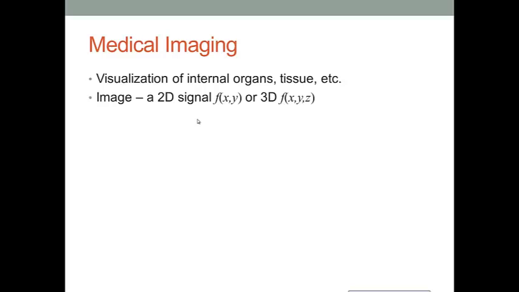If it's a 3D image, such as CT and MRI, we get 3D images. The x, y, z here are the coordinates in 3D space. So f(x, y, z) is the value of the voxel. In 2D images, we call it a pixel, but in 3D images, we call it a voxel.